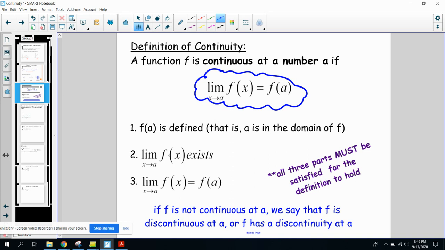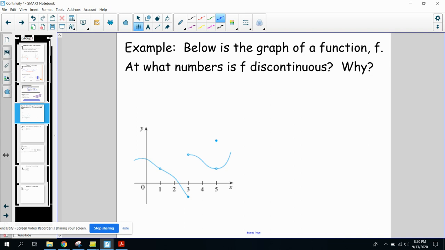Okay, and that is very important. All three things must be satisfied for the definition to hold. So in order to prove continuity with a function, we need to make sure that we are talking about limits. You should never be talking about continuity and explaining how something is continuous without using limits. Okay, so let's look at this example.